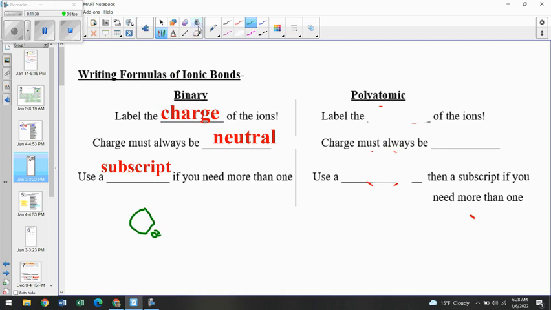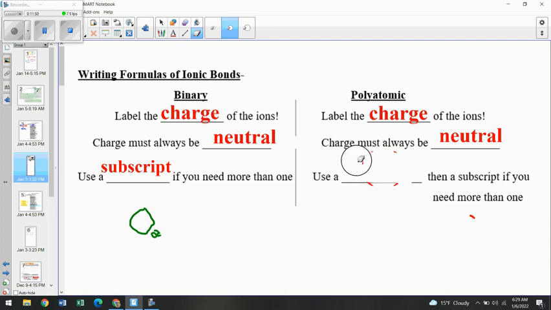You write a little 2 right after it to indicate, hey, I need a couple of those oxygens to make this work. Now, with polyatomic, you need to label the charge of the ions. The exact same first step. The charge must always be neutral. Exact same second step, so everything is the same for binary and polyatomic. And then if you ever need more than one polyatomic ion, you'll see why in a minute, you need to use parentheses and then that same subscript.